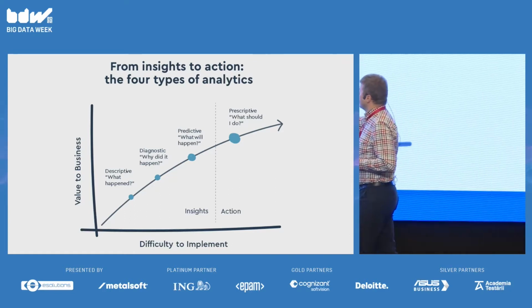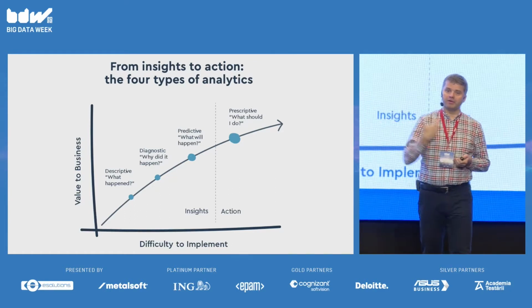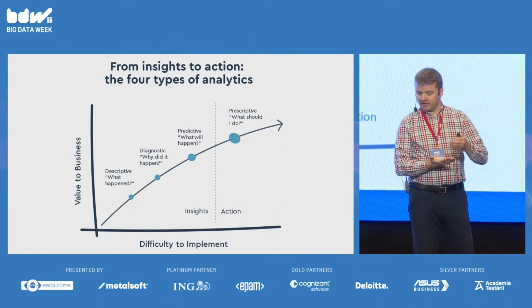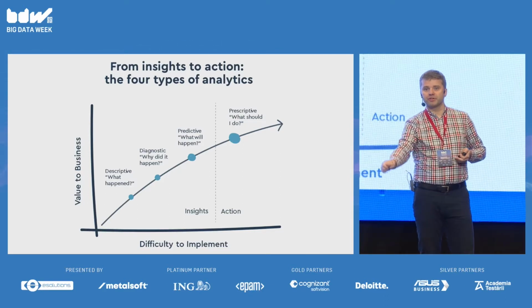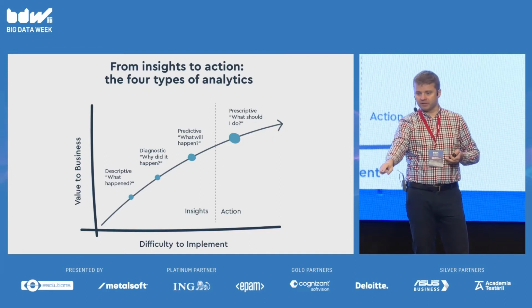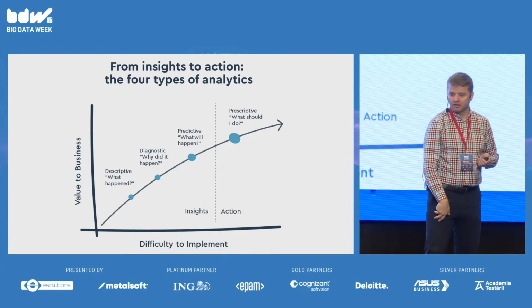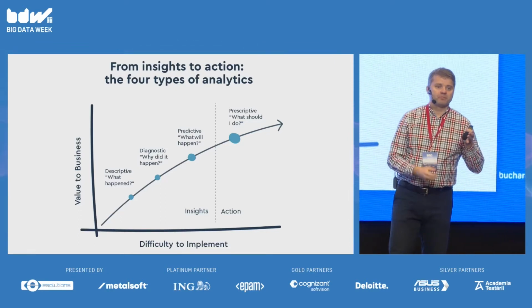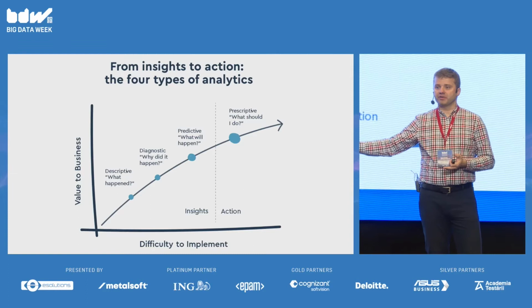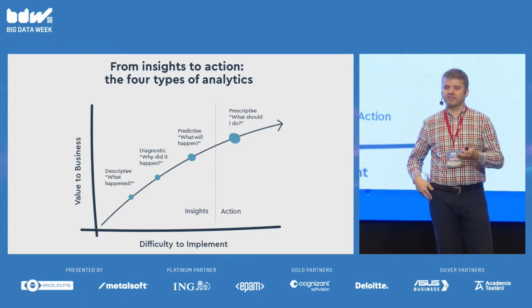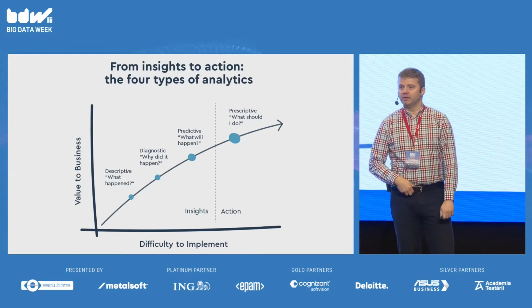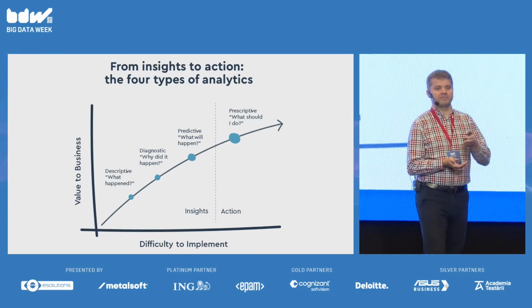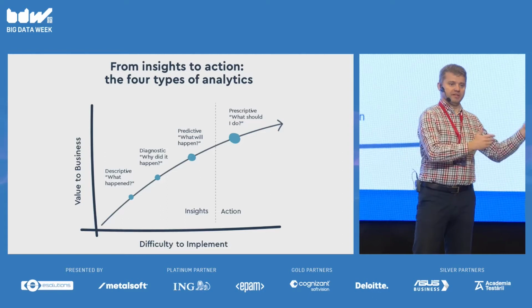Then there's the question of diagnostics. Why are we seeing this in the data? Maybe there's some metric, some KPI. So the timer is not working. I'm not sure if there was supposed to be a timer for the rest of my talk. Thanks. So it's, why is this particular metric trending down? Or why is this particular KPI not going in the right direction? So trying to find out the reasoning behind a specific trend that we see in the data.